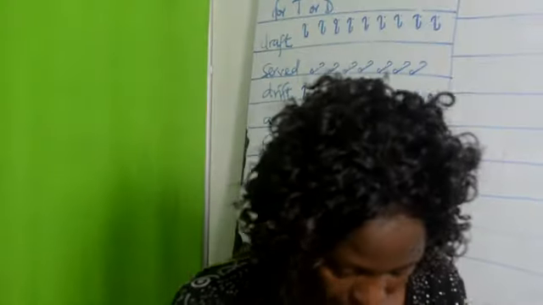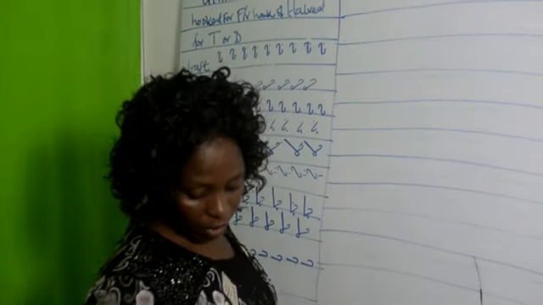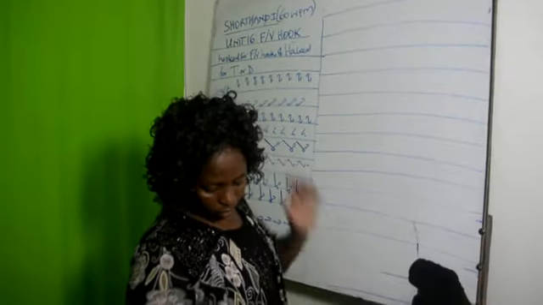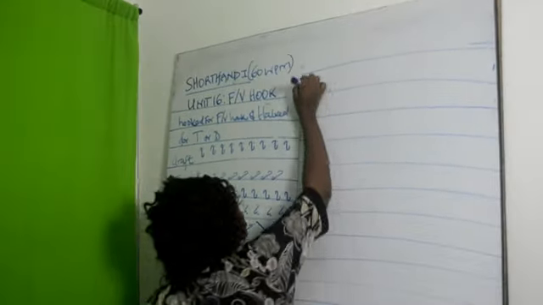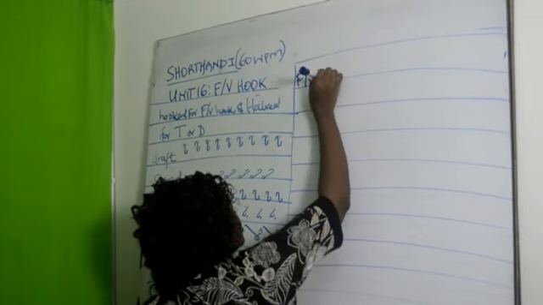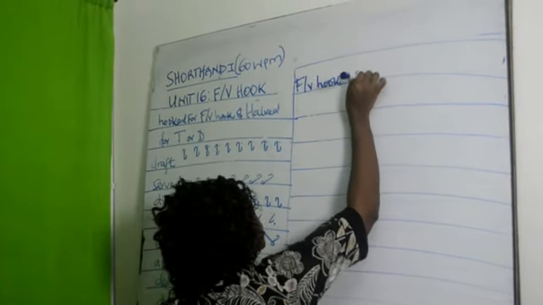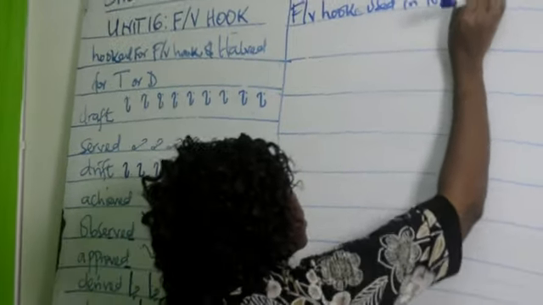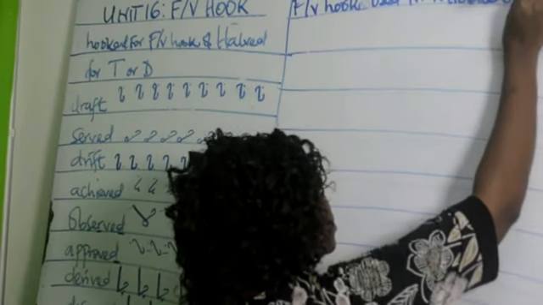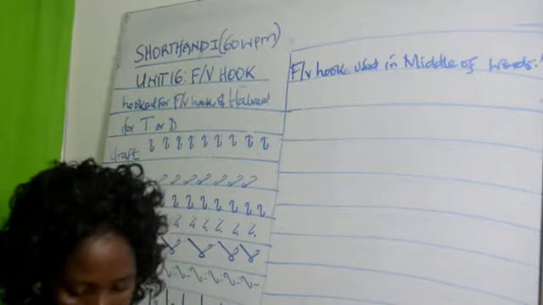Then we also have some other words here where the stroke of F or V hook is used in the middle of an outline. So here the F stroke of V hook is used in the middle of some words.